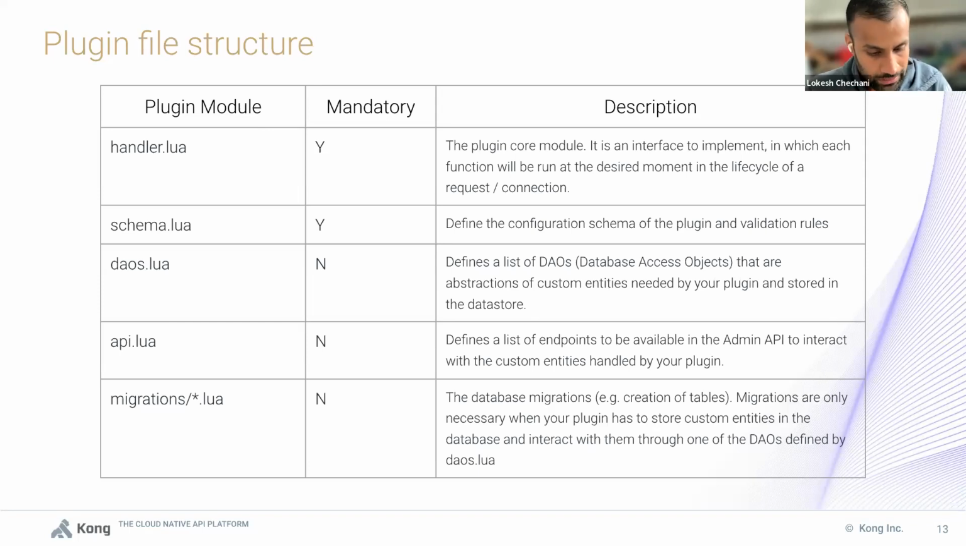Now, when it comes to developing the plugin, there is a certain structure which Kong asks you to follow. And it's pretty simple, right? You have a handler.lua, which is your core module where all your business logic goes. So all your methods would be implemented in the handler.lua, which we saw in the previous slide. It's a mandatory file, so you can't have plugin code without handler.lua. I doubt you need a plugin if you don't have handler.lua.